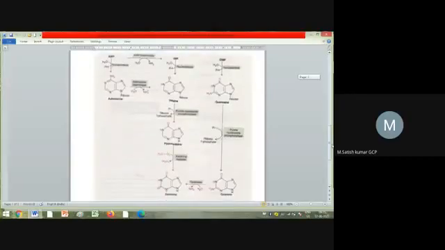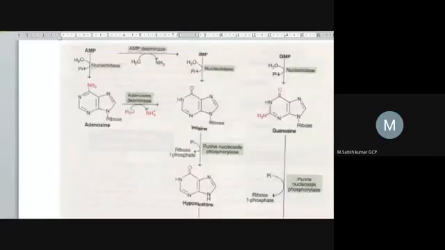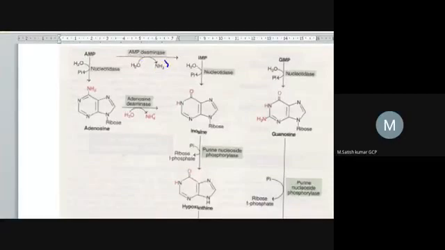Degradation sometimes starts with the amine group, which means deamination takes place. This is the pathway of purine degradation. AMP, adenosine monophosphate, is the starting material. In the first step, the amine group will be separated. This is called the deamination process. The amine group gets released and AMP is converting into IMP, which means inosine monophosphate.